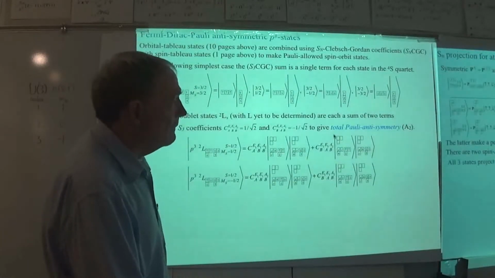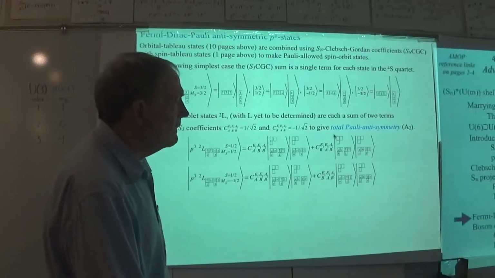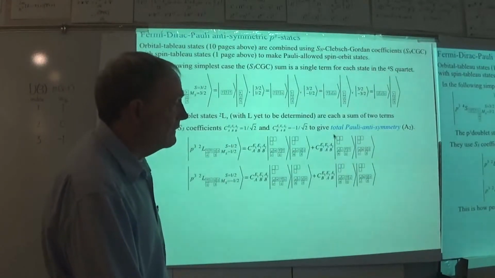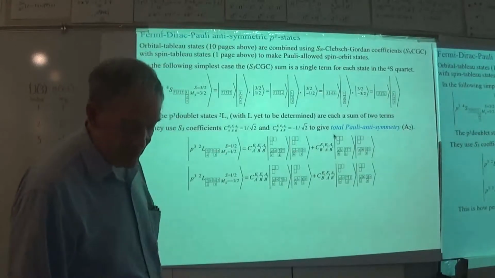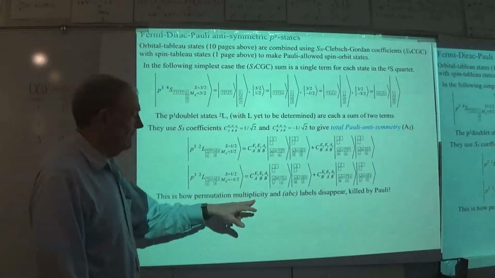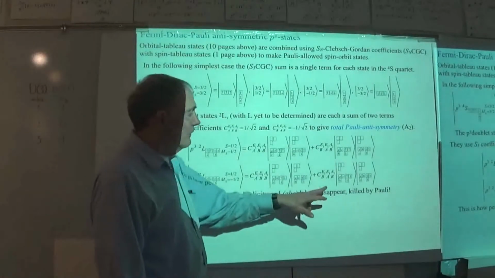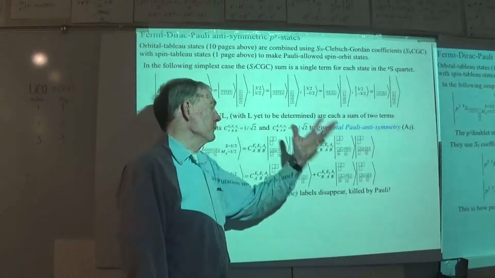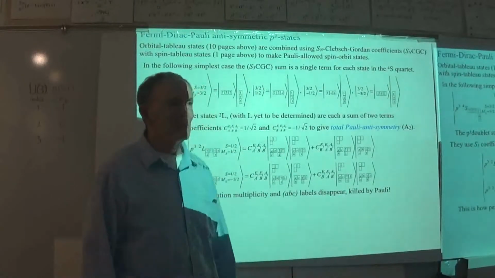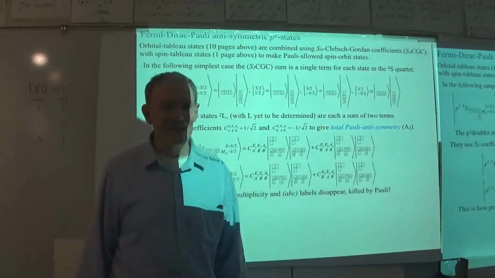And it's kind of a big deal. There was a spin projection, and now we're putting it together. So this really says it in that sense right there. This is how permutation multiplicity and ABC labels disappear. Killed by Pauli. Okay. And he's kind of a mean guy, so I can believe that he would do this.